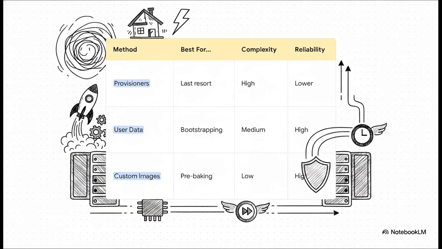So this basically gives us a simple decision tree. Provisioners, they're your last resort, your emergency tool. User data, that's your go-to for bootstrapping. You know, that initial setup on first boot. But for the absolute gold standard in stability and speed, you'll want to use custom images. That's where you pre-bake all your software right into the AMI itself. Servers launch already configured, which is incredibly fast and bulletproof.